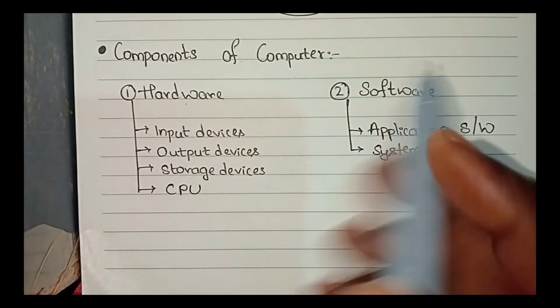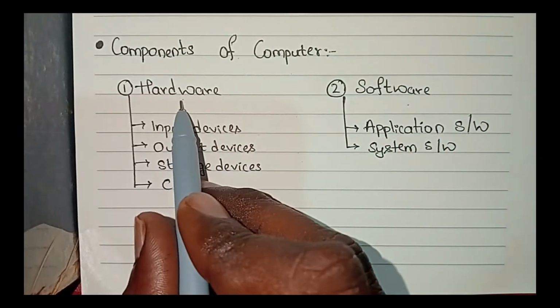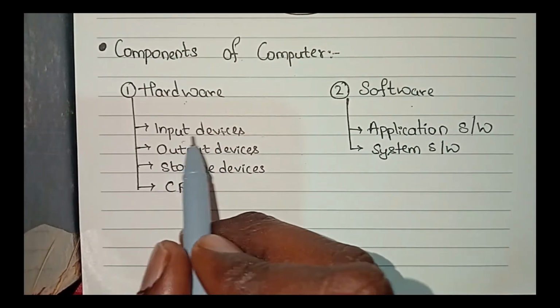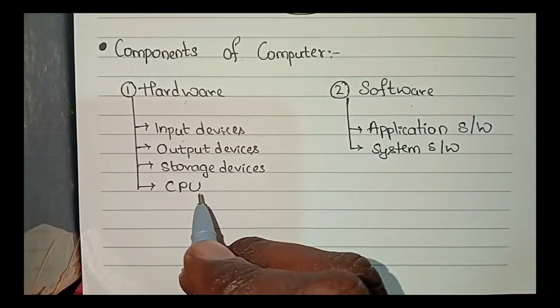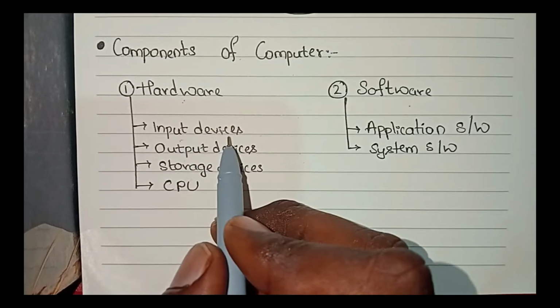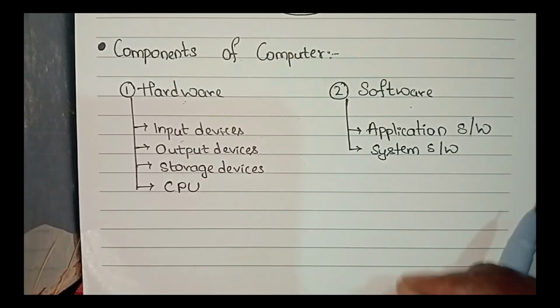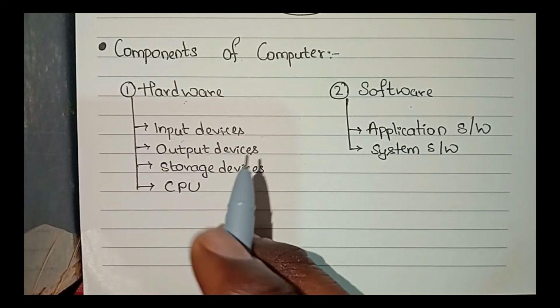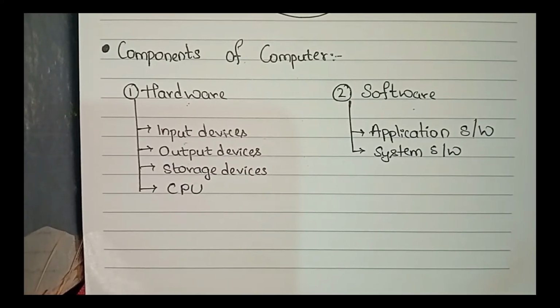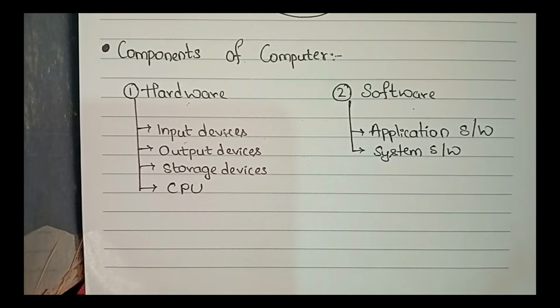One is hardware and the other is software. The hardware contains input devices, output devices, storage devices, and the CPU. Actually, the input devices are the things which are visible to the user. Examples of input devices are mouse, keyboard, desktop, those things.